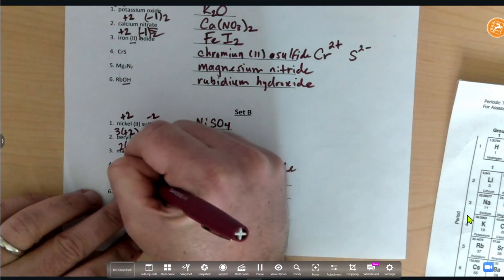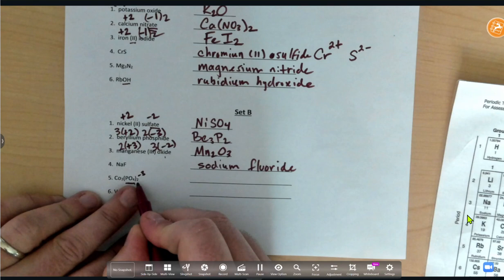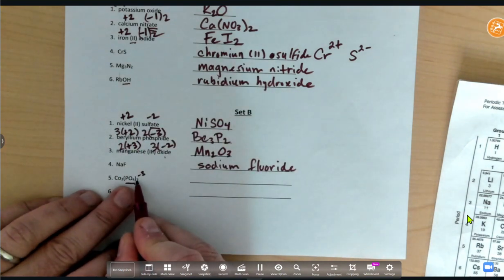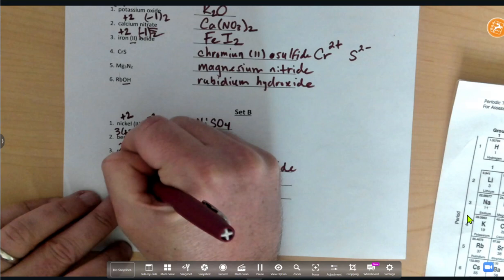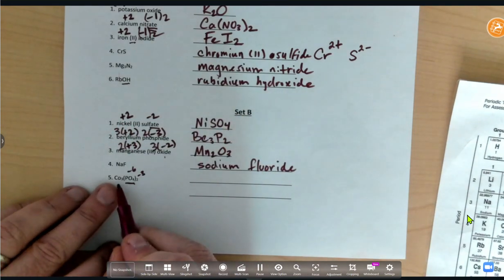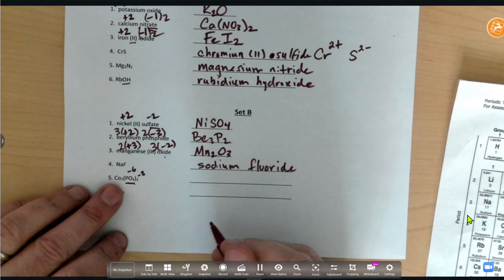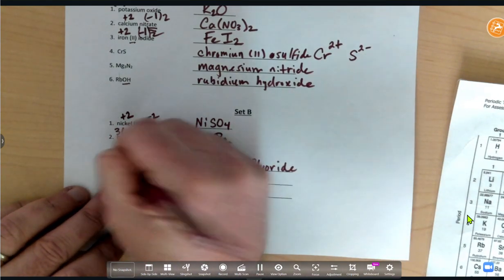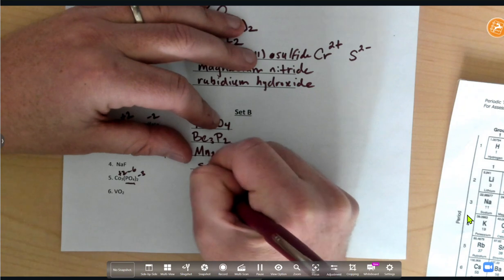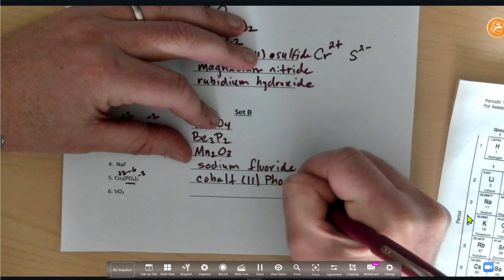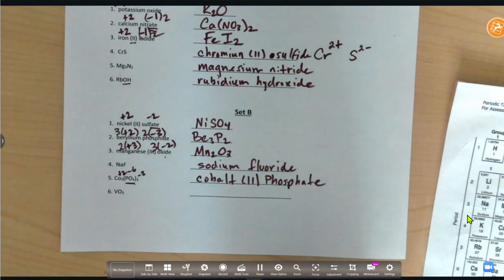That's what that 2 means. Each one is -3. Since each one is -3 and I have 2, then the total amount of negative charge is -6. 2 times -3 is -6. Well, that means the total positive has to be +6. But since there are 3 cobalt, that means each one would have to be +2. Take that 2, bring it up there, and it tells you what the charge is. So this will be cobalt 2, because the charge is 2. Phosphate, because the anion is the phosphate ion.